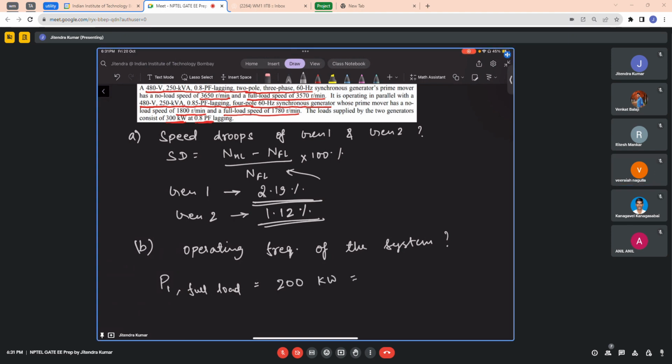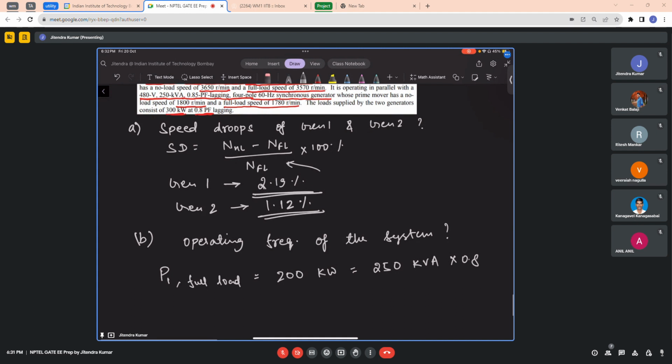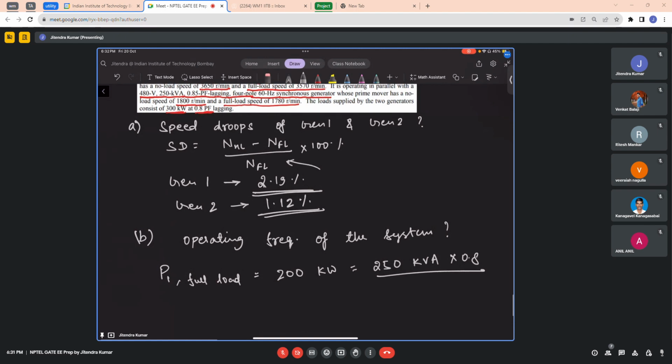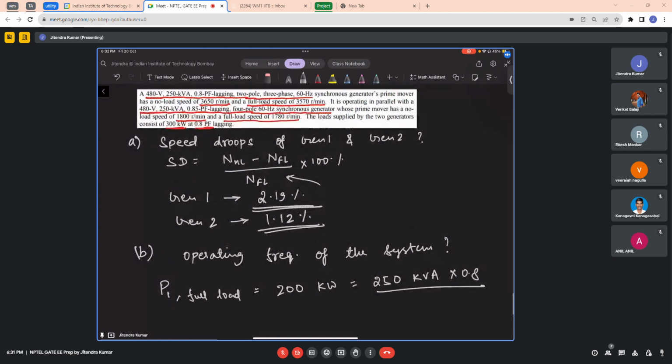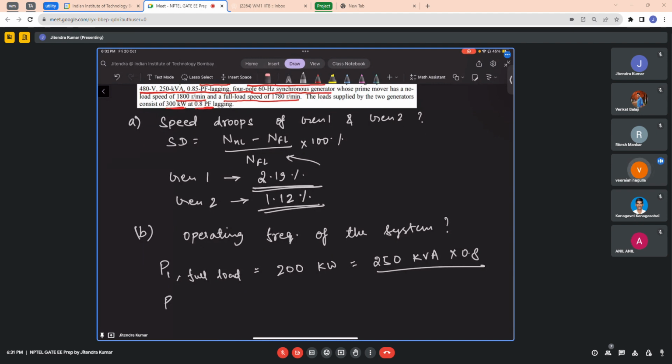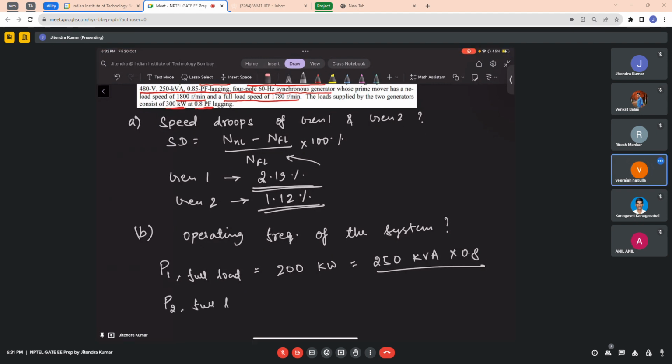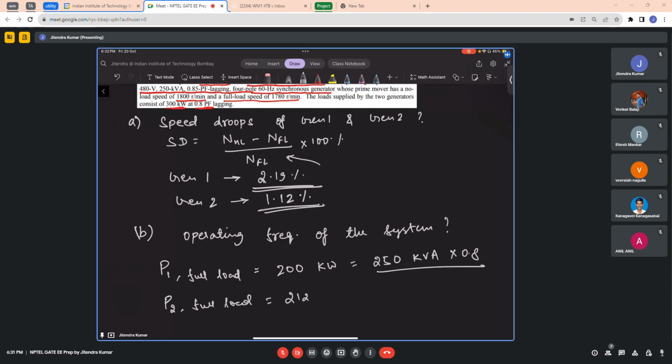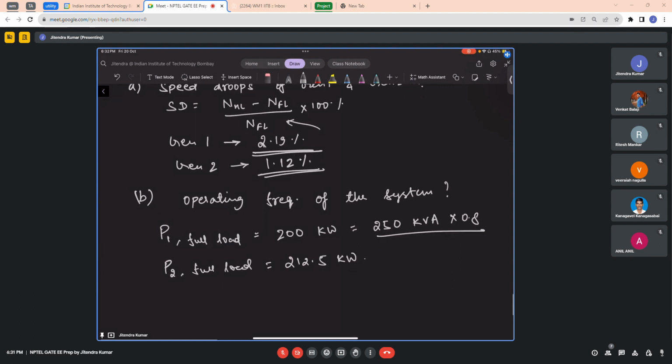How is he saying 200 kilowatt? Because we have 250 kVA at 0.8 power factor, right? So it will lead to 200 kilowatt. Now, the power that can be supplied from the second alternator is 212.5 kilowatt. And this power can be written as slope into no load speed minus full load speed.